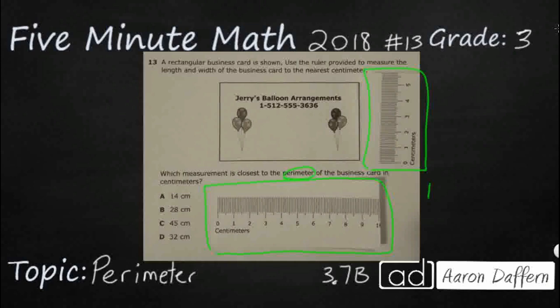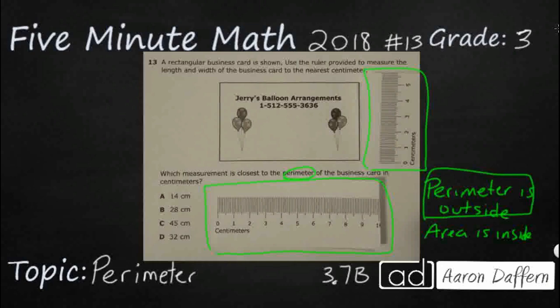Let's make sure we understand what perimeter means. Perimeter is the outside. So we're needing to find the distance around this business card. Whenever we are looking at area, that's the inside. That's when you put squares, either real squares or imaginary squares, inside of a shape, and you count how many square units there are. Right now we're looking for outside. They told us that we want it in centimeters, and we see that all of our answers are in cm. So that's why we've chosen the centimeters.